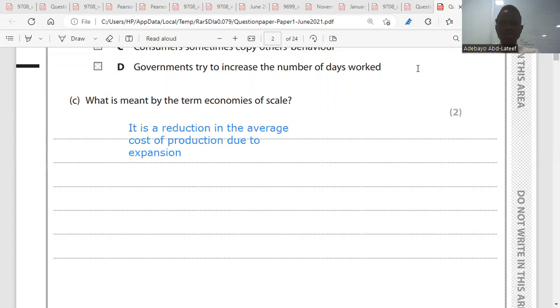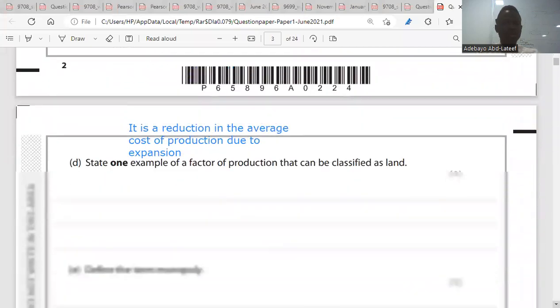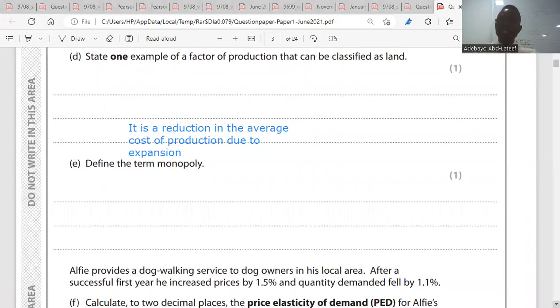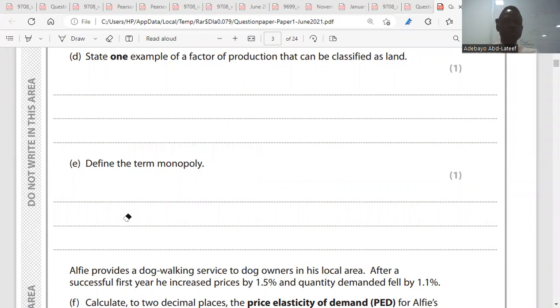We'll go to the next one. Forest, river, mountain, these are land because land is fixed in nature, so they are not mobile. I think that is clear. All right, we go to E now. Define the term monopoly. Monopoly is a market structure where there is one business dominating the industry. I think it's clear. We go to question F.